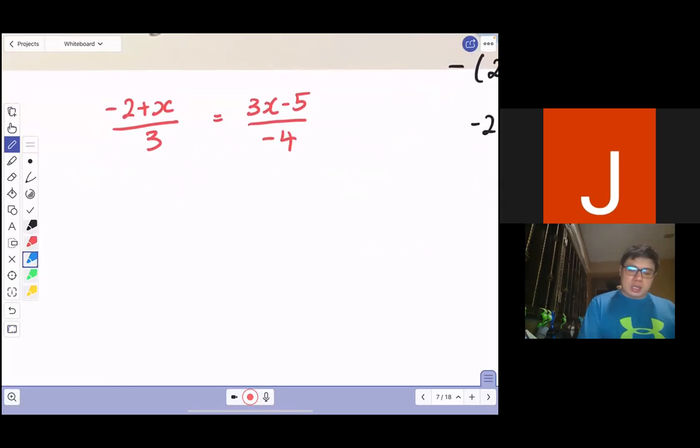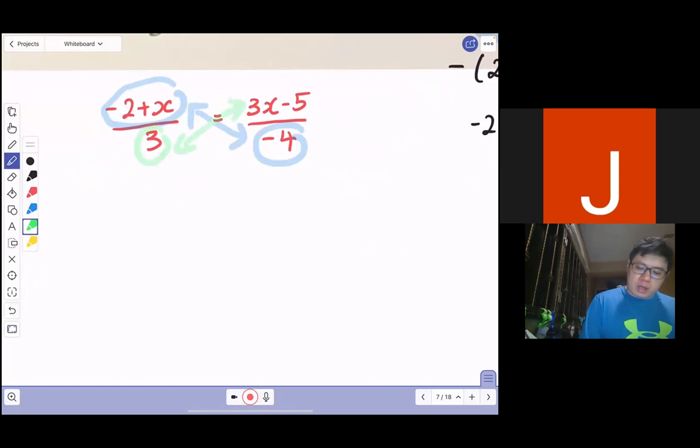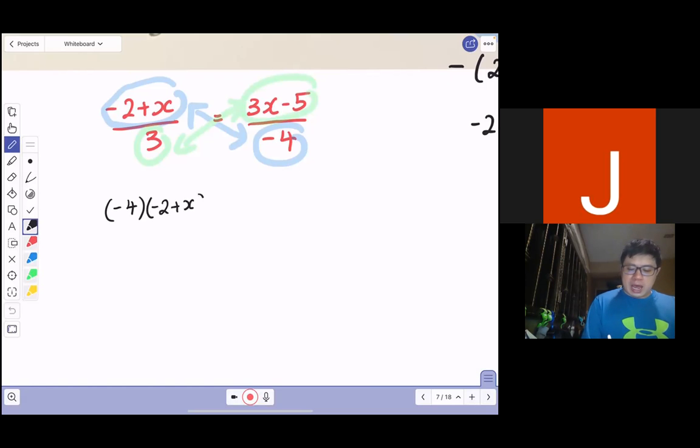From there, we cross multiply again. Green and green. Now I put them together, writing down the blue terms first: negative 2 multiplied by negative 2 plus x. That's on the left. On the right hand side, I have 3 multiplied by 3x minus 5. Now negative 2 times negative 4, I have a positive 8.